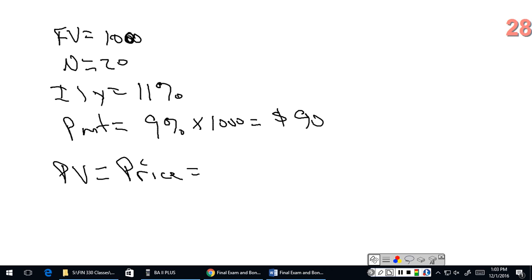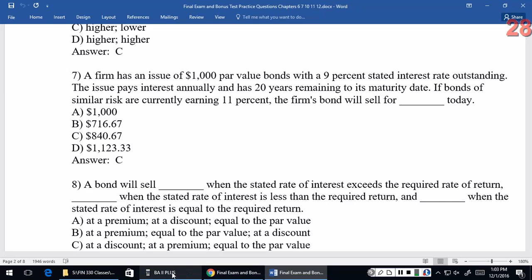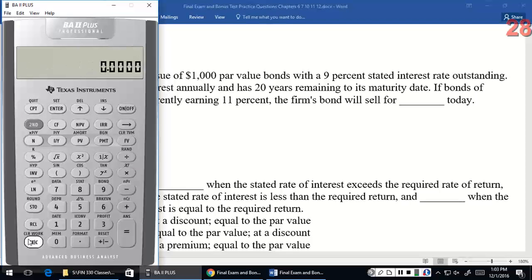All right, so pretty straightforward, pretty simple. If we bring up our financial calculator, it should be set on 1 payment per year. Let me check this. Okay, so I'm set there, and I'll go through the clear process. Second, clear time value of money. Second, clear work. And then I'll put in the information. 1,000 is the future value. 20 is my N.